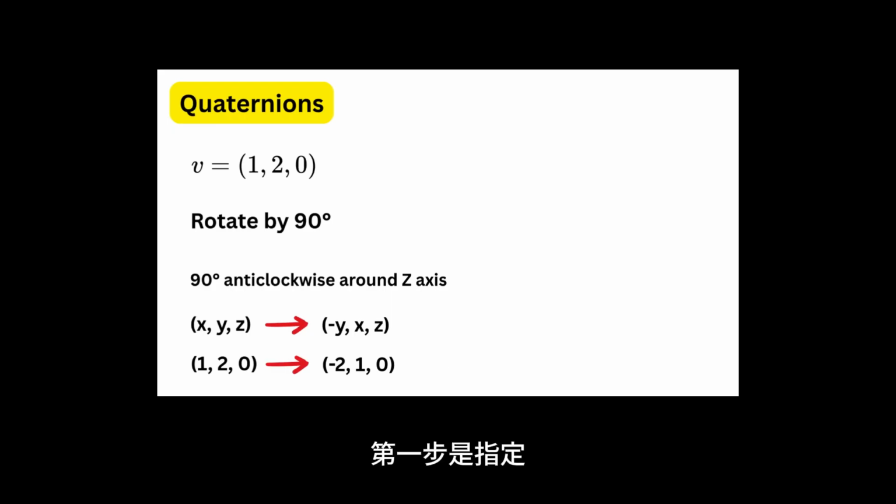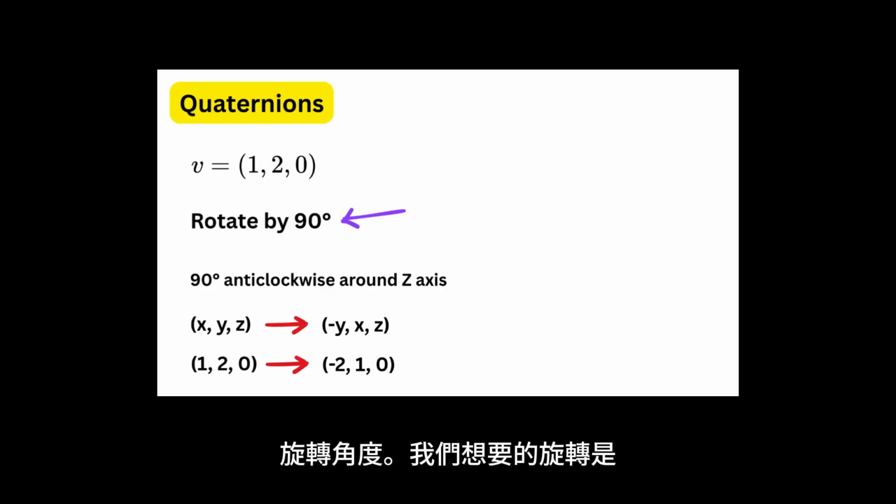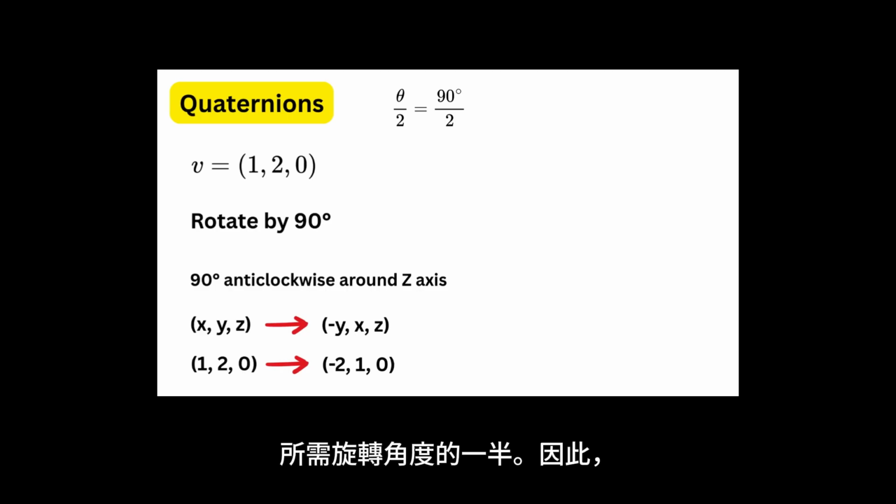The first step is to specify the rotation angle. Our desired rotation is 90 degrees. However, quaternions store only half of the desired rotation angle. Therefore, instead of 90 degrees, we use 45 degrees inside the quaternion. The second step is to specify the axis of rotation.